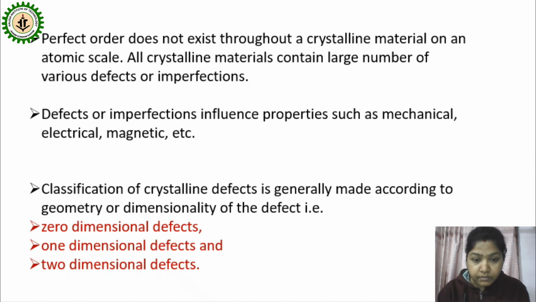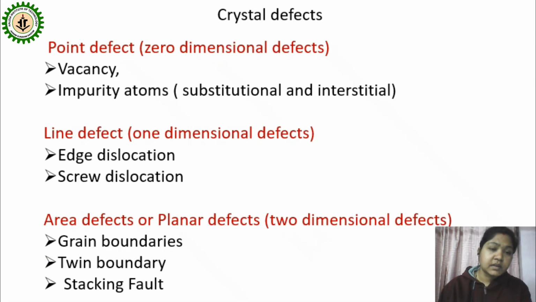Now, in the category of dimension, there are three types of defects. The major category is three types of defects. Zero dimensional defects are called point defects. One dimensional defects are called line defects, and two dimensional defects are called surface defects. So one by one we are going to discuss. Now come to the next slide.